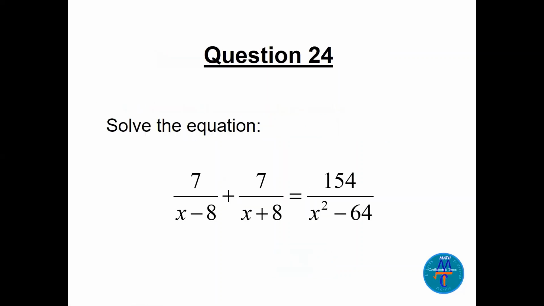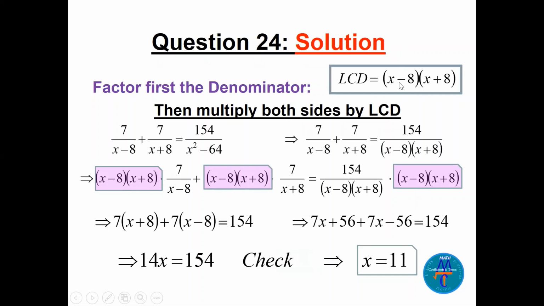Now, solve the equation. This is just a rational equation. To solve it, you can find the LCD and then multiply both sides. Remember, in the equation, you can multiply both sides by the LCD. So we factor x minus 8, x plus 8, multiply both sides by the LCD, and then you get x, so easy, x equals 11. You have to check, remember, because sometimes we have 0 in the denominator here. If you put 11 here, 11 minus 8, 11 plus 8, no 0 in the denominator.